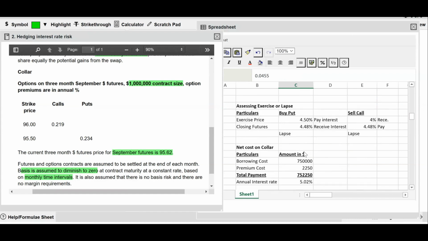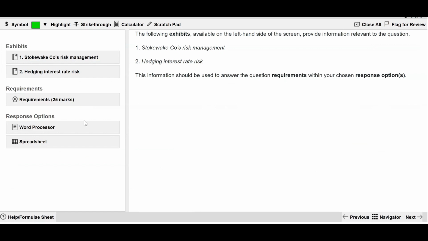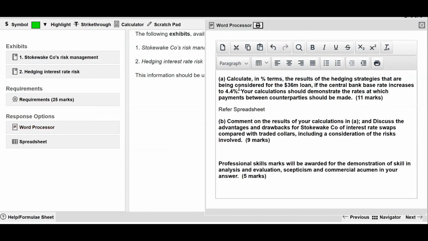Now this requirement A, the first requirement, requires us to calculate. It is not asking us to comment. So picking up those requirements, calculate in terms of percentage the result of hedging strategies that are being considered for the 36 million loan. If the central bank base raises to 4.4 percentage, your calculation should demonstrate the rate at which payments between counterparties should be made. So it's only asking for the computation, and we're done with the computation in the spreadsheet.